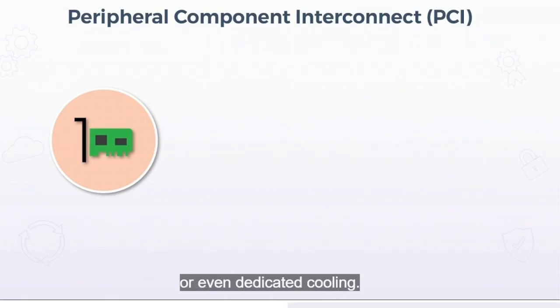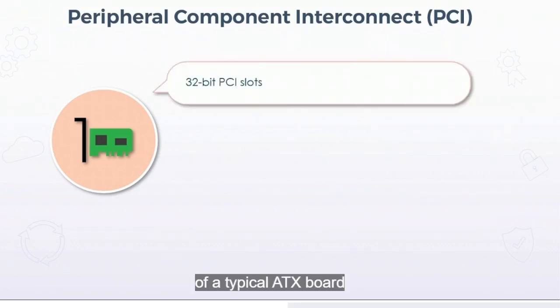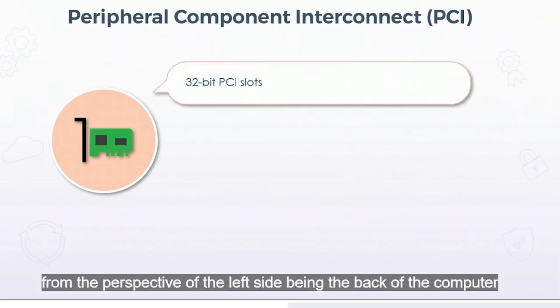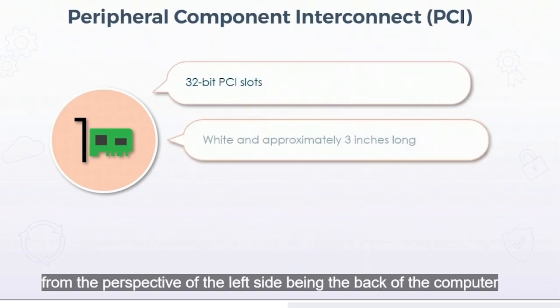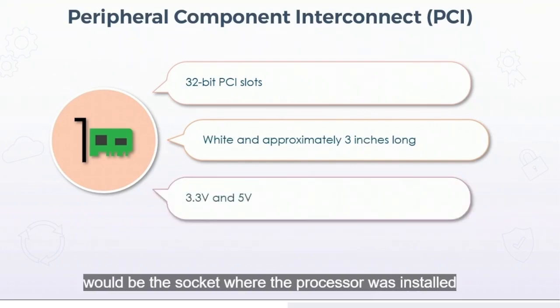Now, by today's standards, the PCI architecture is rather outdated, but when it was introduced, it offered a 32-bit data bus, which doubled that of some of its predecessors, and the slots themselves were typically white in color and approximately 3 inches long. And in terms of power, they provided either 3.3 or 5 volts to the devices that were installed.